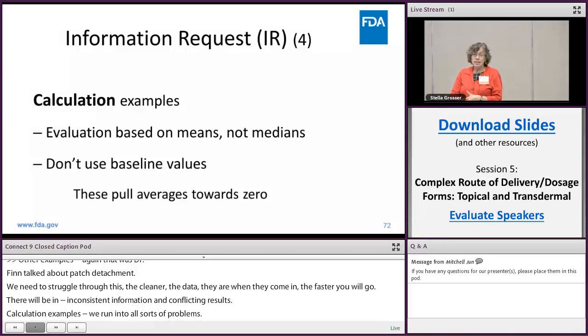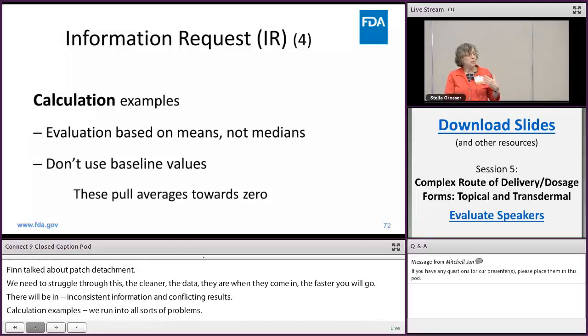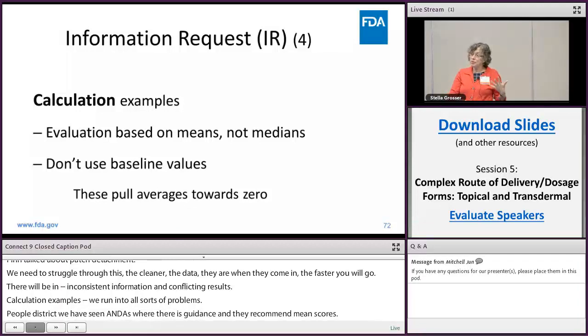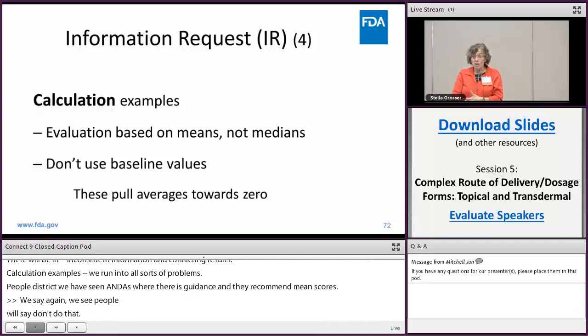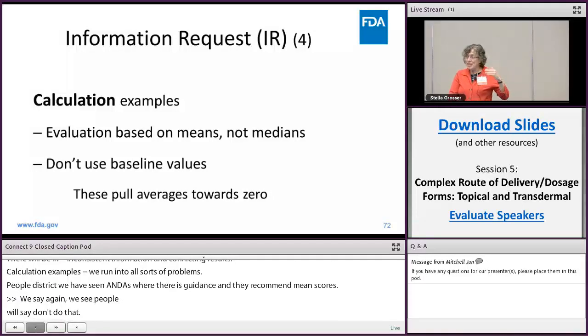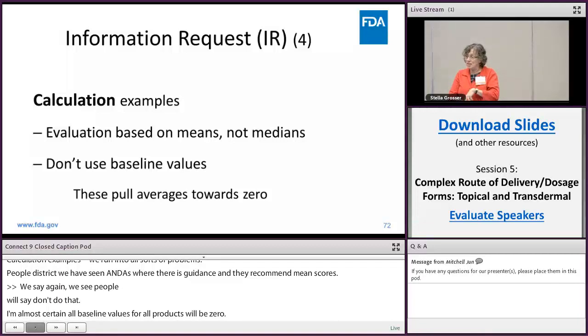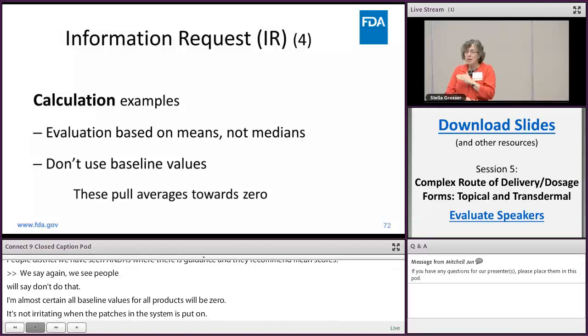We explicitly say, but again, we see that people will include baseline values. We say, don't do that. Why not? Because almost certainly all baseline values for all products will be 0. It's not irritating when the system is put on. It's sticking, I hope, when the system is put on. So there won't be any differences. And it kind of biases everything towards 0. The mean scores towards 0 and the differences towards 0. So it's sort of not a fair comparison.